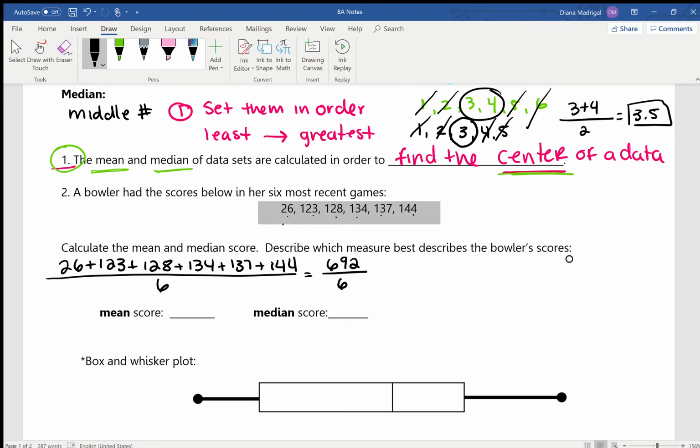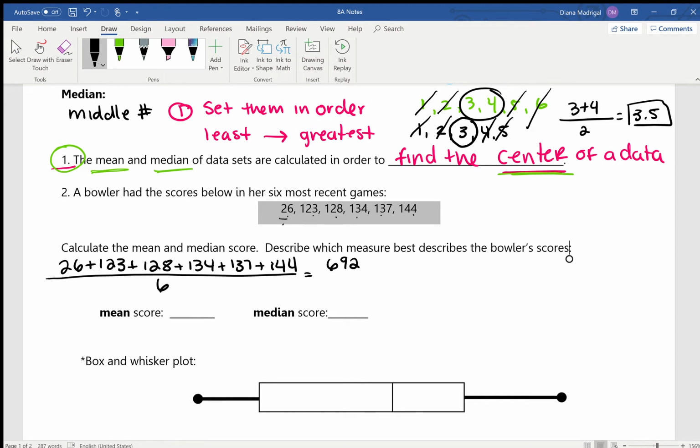All right. Some of you are going to get confused and forget to divide. So let's say that I forgot to divide and I told you my answer was 692. The problem with this is that when we find the mean and the median, we're trying to find the center, right? So 692 is not the center of my data.